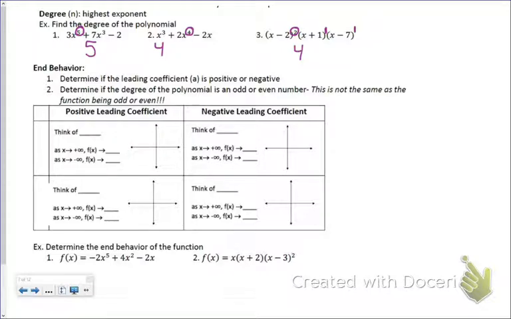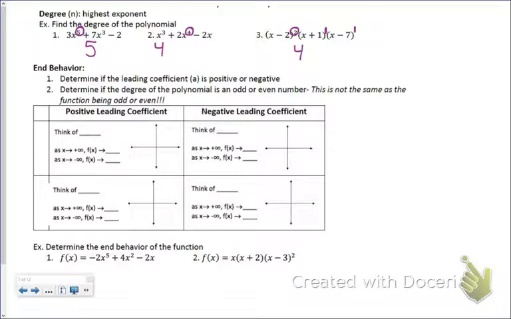End behavior is determined by two things. We look at the leading coefficient to figure out if it's positive or negative, and then we look to see if the degree is an odd or even number. Now this is not the same as the function being odd or even. We'll look at that here in a second, but it is telling us if the degree is an odd or even number matters. Now, instead of memorizing this chart, the best thing you can do is think about basic parent functions that you already know the shape of.